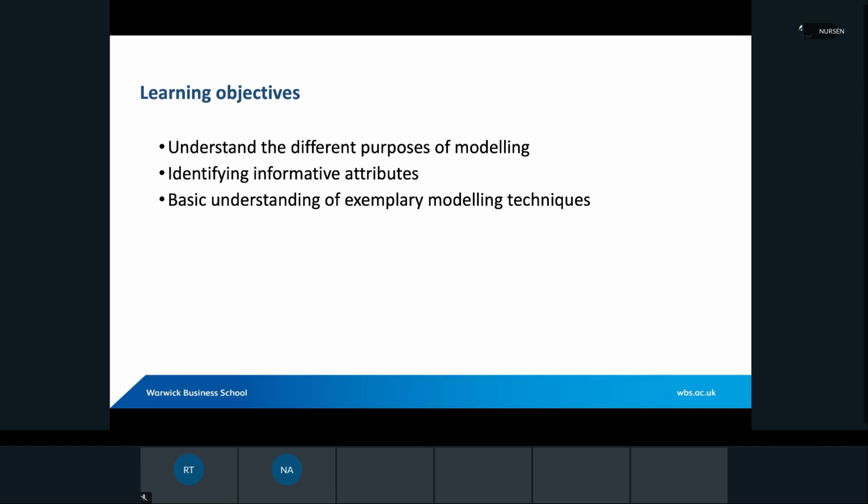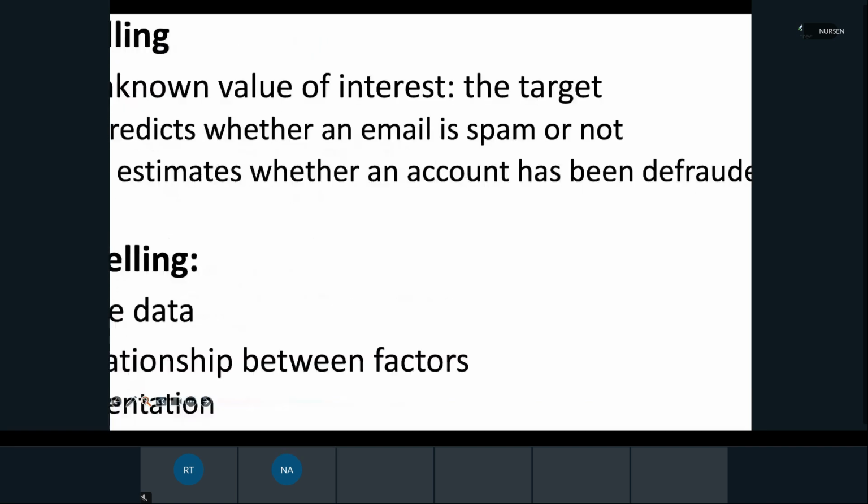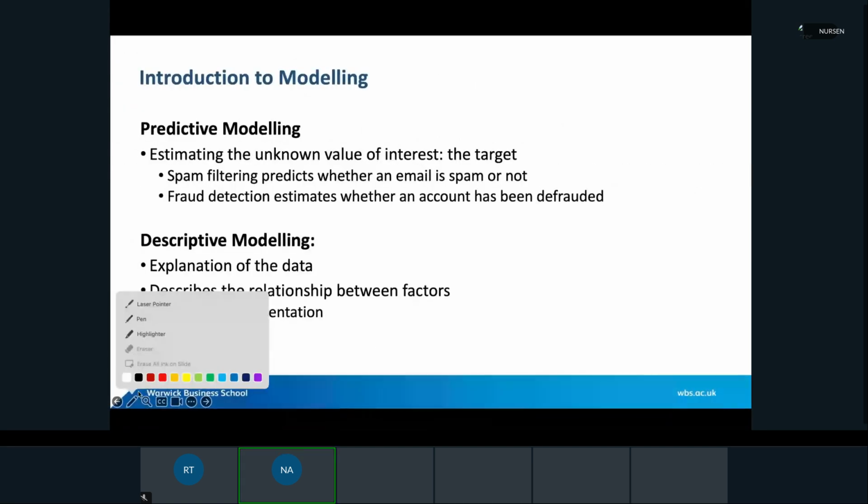We can divide the models, or in general, modeling, into two groups: predictive models and descriptive models. Predictive models we were discussing in the past few weeks. And let me activate my pen.